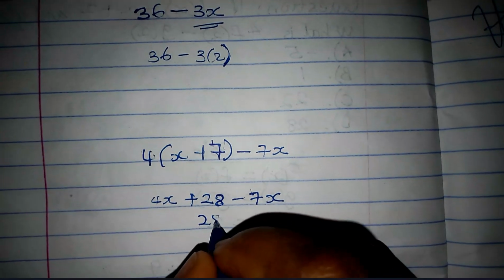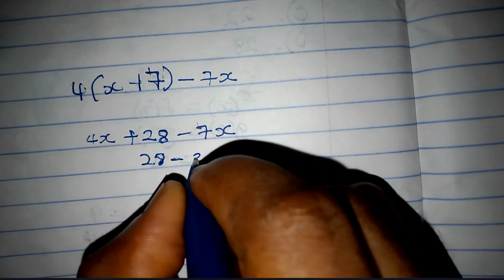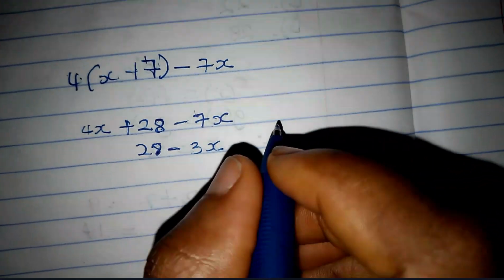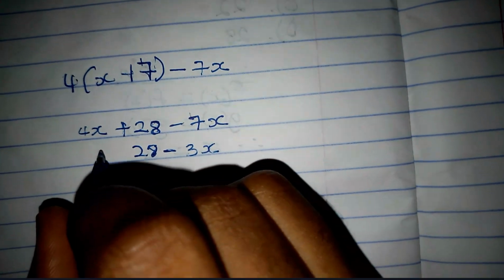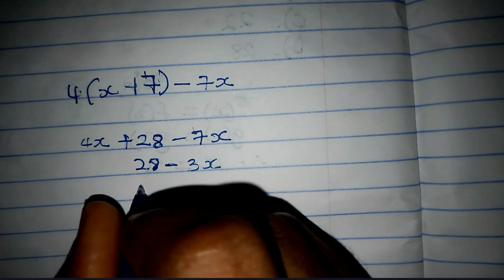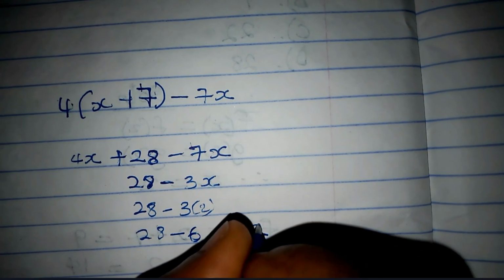So we have 28 minus 3x. That's the final answer if the question was done that way. Let's say you were using that method to solve the initial question, where x is equal to 2. Let's replace x with 2, and we have 28 minus 3 times 2, that's 6. So 28 minus 6 is still the same thing as 22. That's our answer.